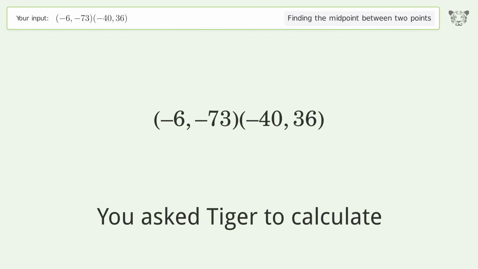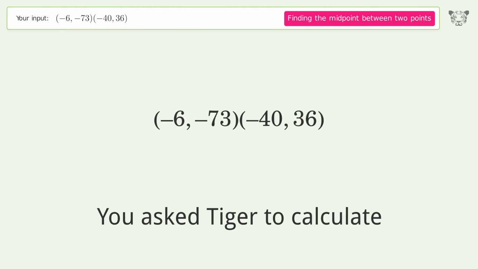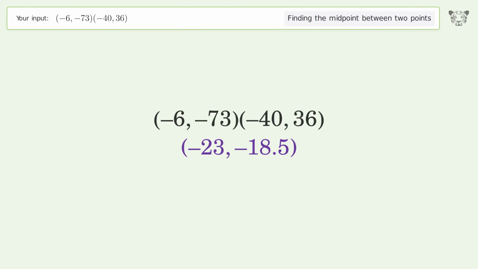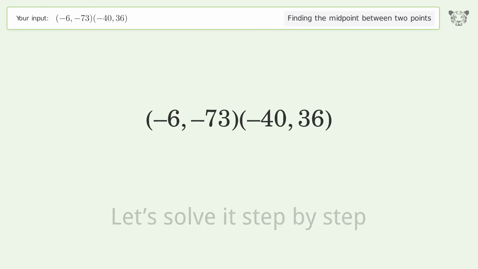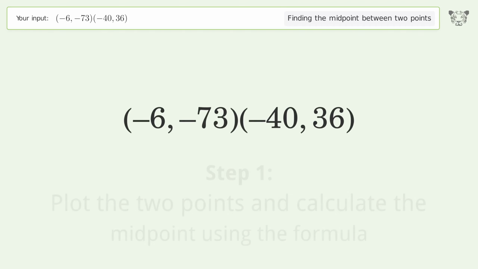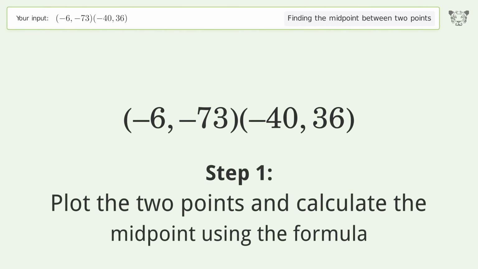You ask Tiger to calculate. This deals with finding the midpoint between 2 points. The midpoint between the 2 points is -23, -18.5. Let's solve it step by step. Plot the 2 points and calculate the midpoint using the formula.